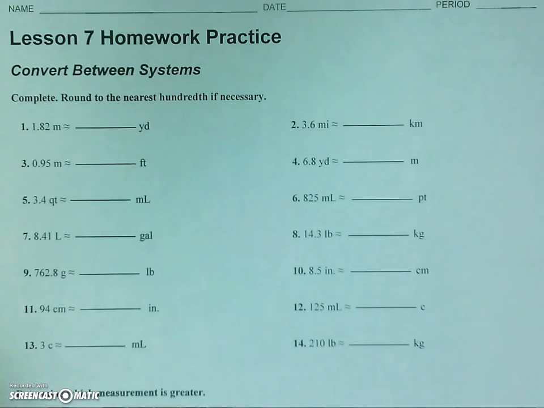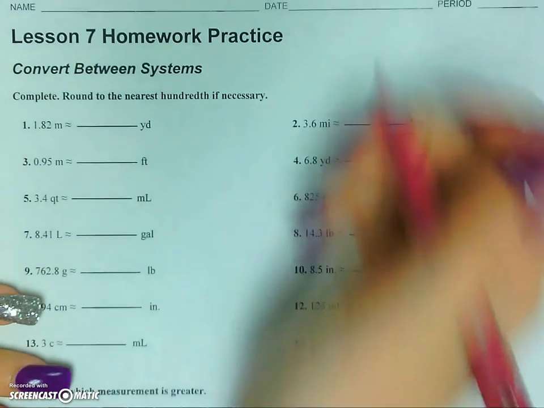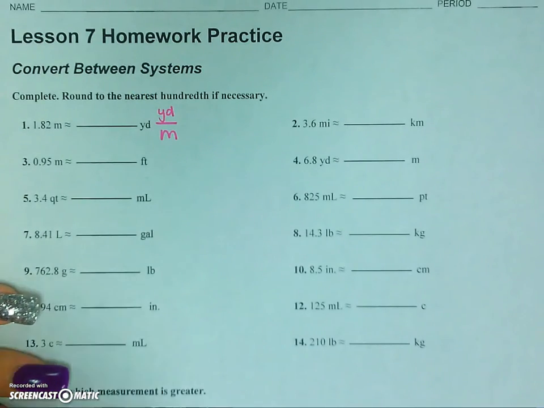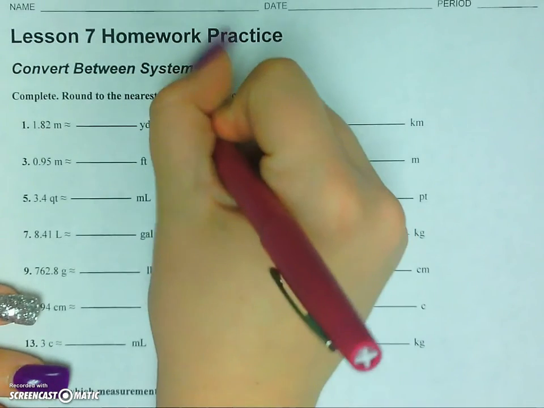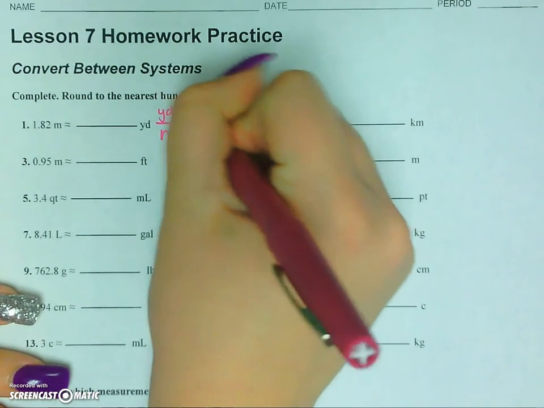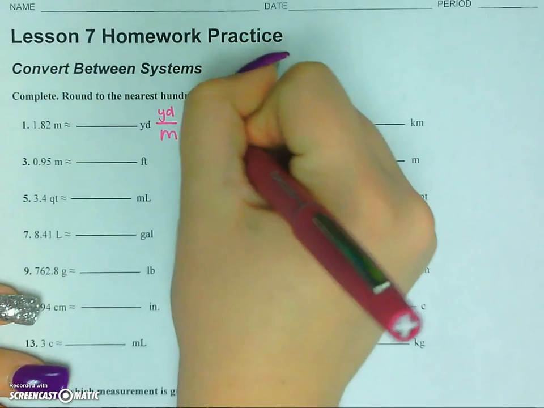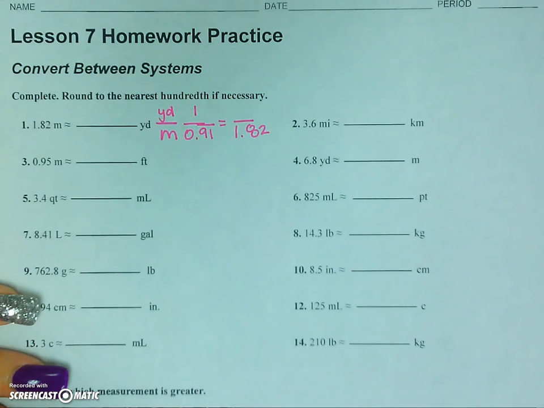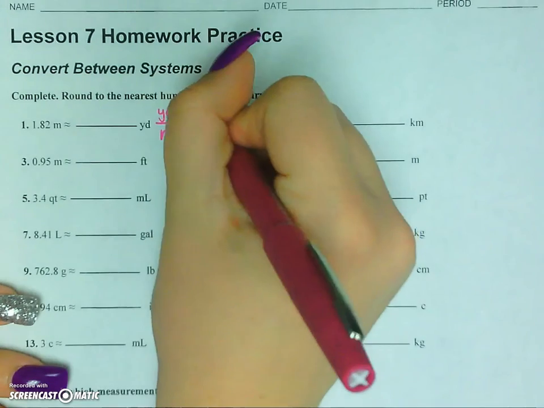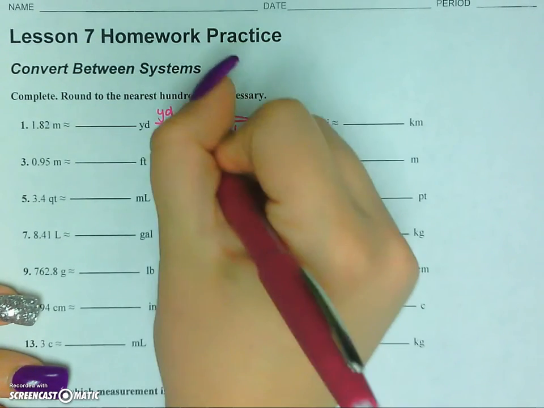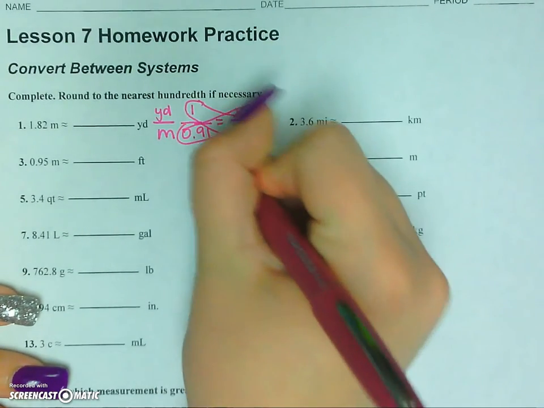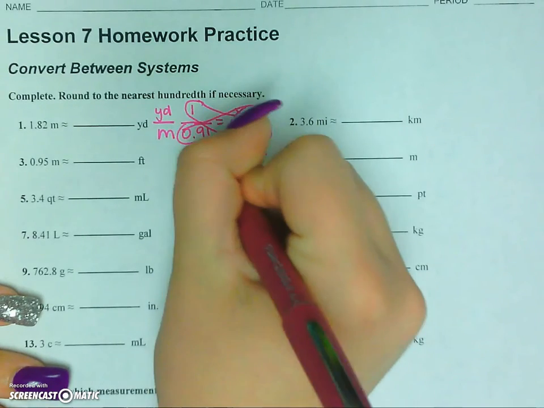The first one, I'm looking for yards, and I'm converting it to meters. So I'm going to put yards on top, meters on bottom. I know from looking at my chart that 1 yard is 90/100ths of a meter. And I want to convert that to 1 82/100ths meters. All right. So now cross multiply. Oh, I forgot to put my x. So it's 0.91x equals 1 82/100ths.